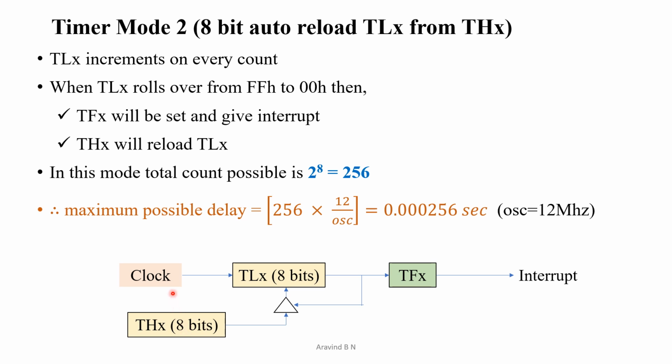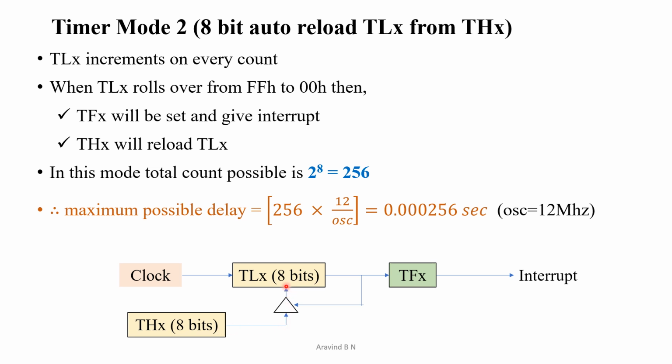Right? So clock will be given to the TL. TL is a complete 8-bit timing, the counting operation is going to perform. So once there is a rollover, then it is going to set the TF of the TCON register and an interrupt will be generated. Along with that, there will be a buffer-like representation here. So whenever a rollover happens, then whatever the value we again want to reload to TL register will be previously stored in the TH register, that will get reloaded to the TL.